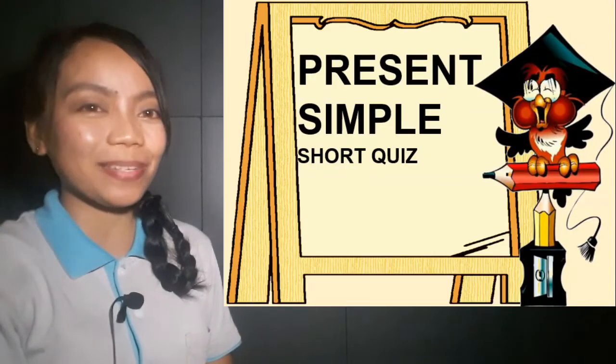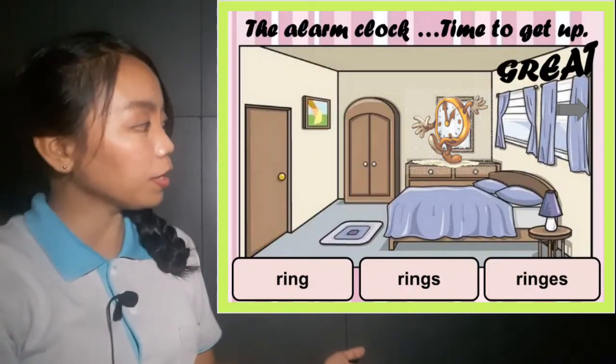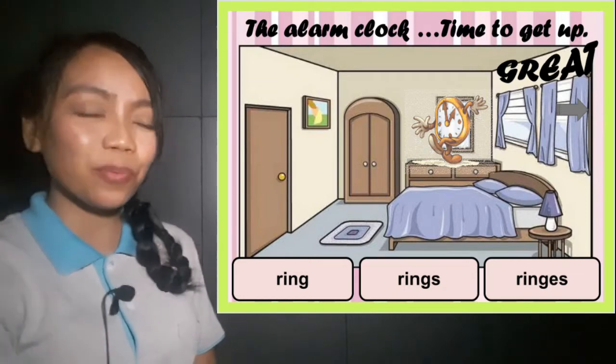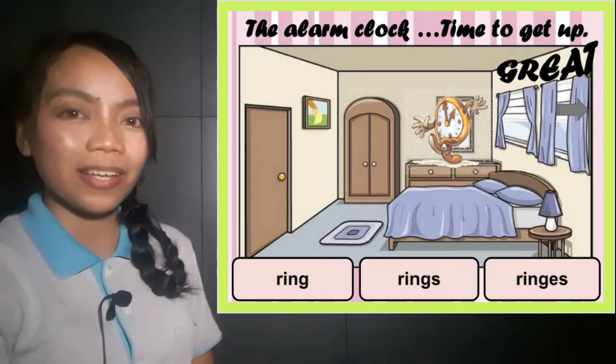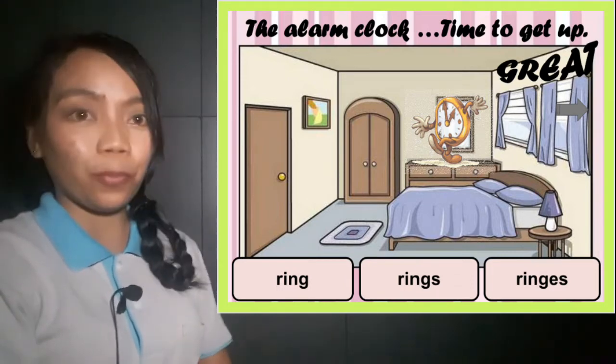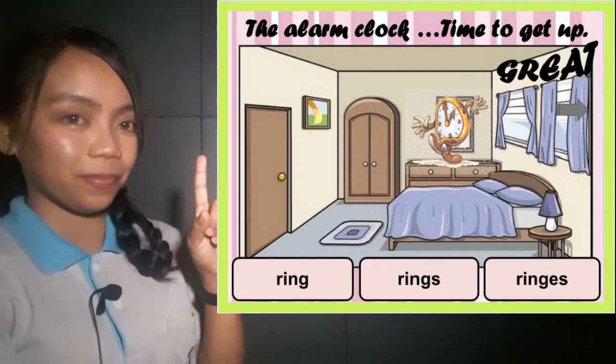Okay? So now I will give you a short quiz about simple present. Are you ready? Okay, let's start. Okay, the first sentence. The alarm clock blank. Time to get up. So what verb should we use? Ring, rings, or ringeth? Okay, 3 seconds to think.